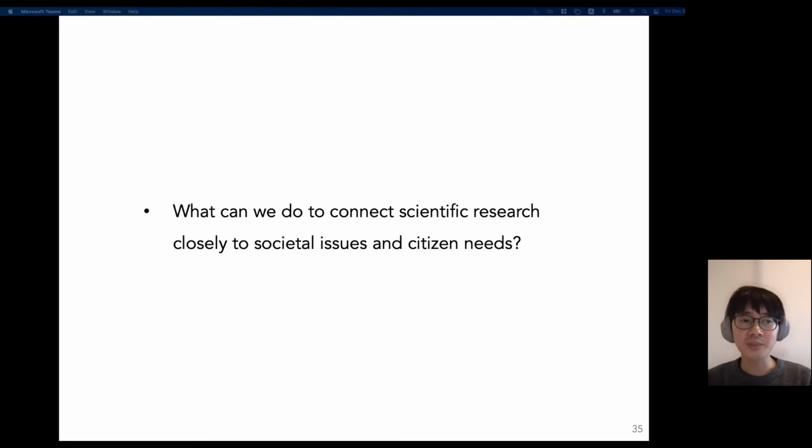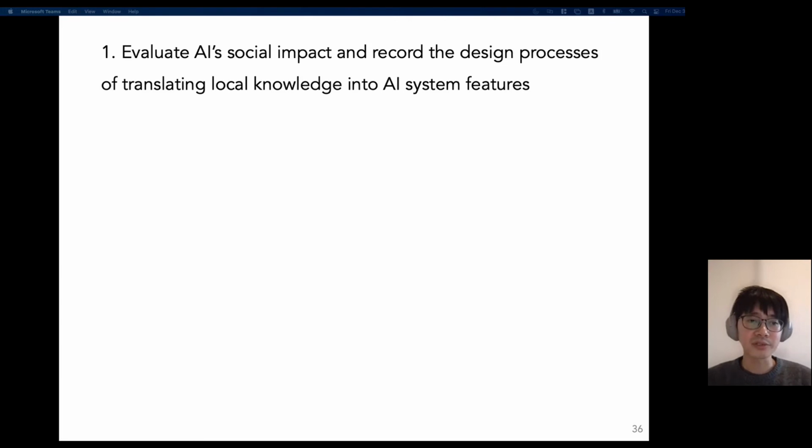Okay, so I have explained the challenges. So what can we actually do to connect research together to all these citizen issues and citizen needs? I think the first thing that we can do is evaluate the AI system's social impact and frame it as an empirical contribution to the research community. So somehow we can produce research together while also working with citizens.